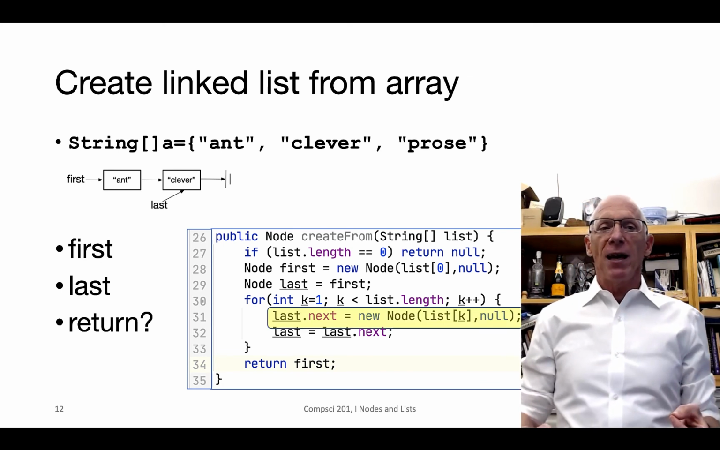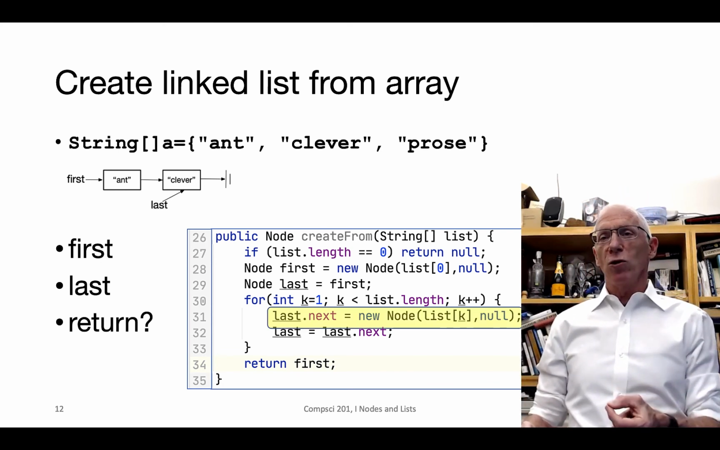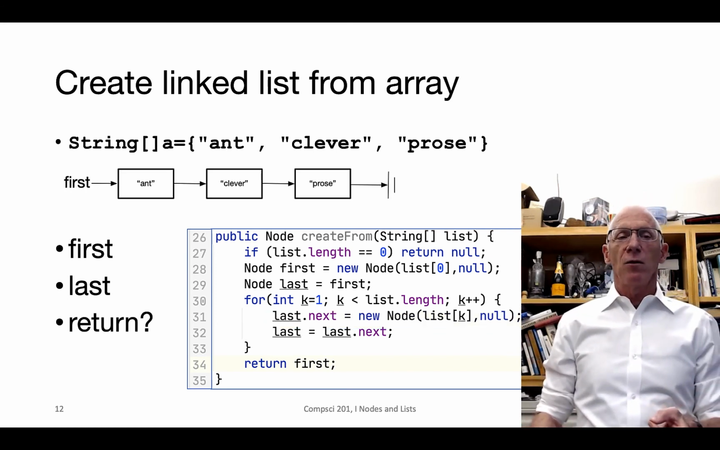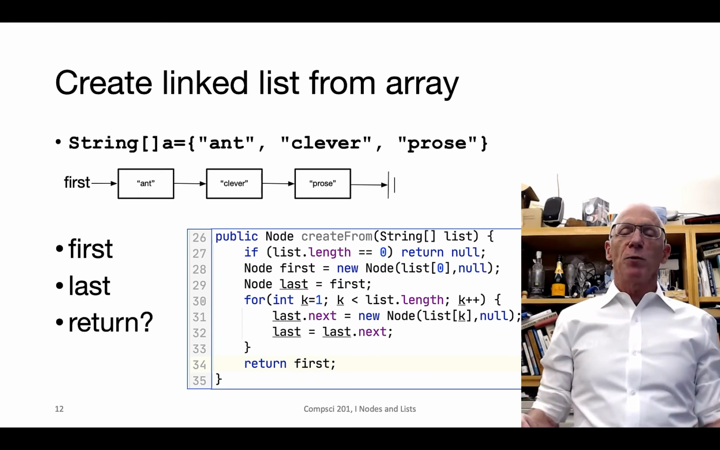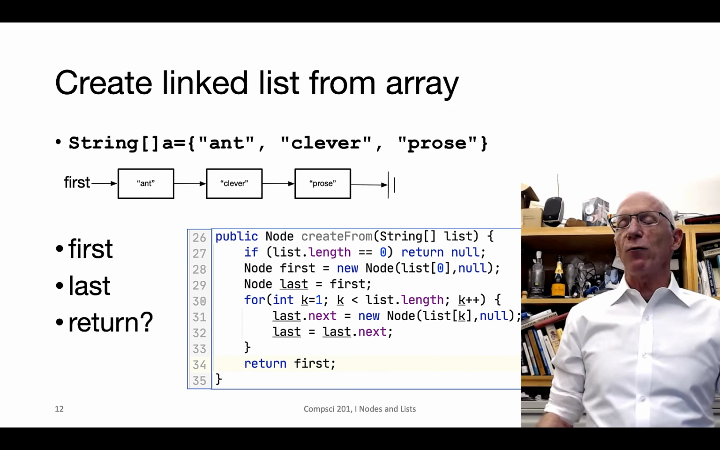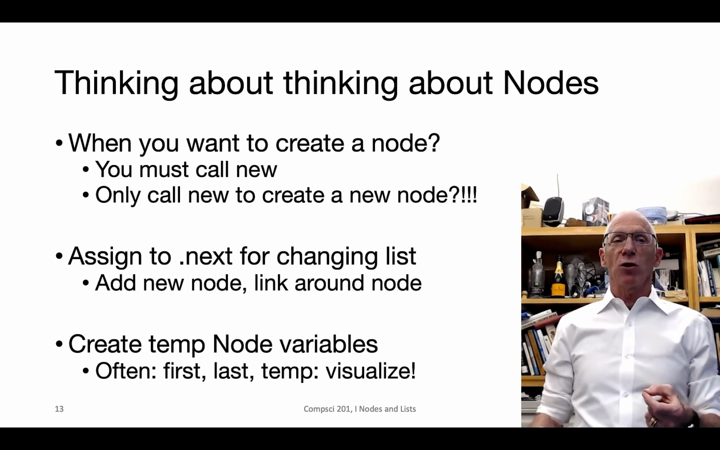I'll iterate again, make a new node, this time containing prose, and I'll make last.next point at that node. Now my loop is finished. I return first, which is why I had to create that first node before the loop to anchor the value that I was going to return.